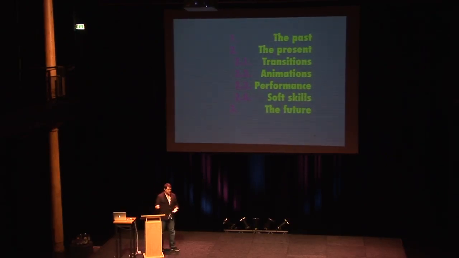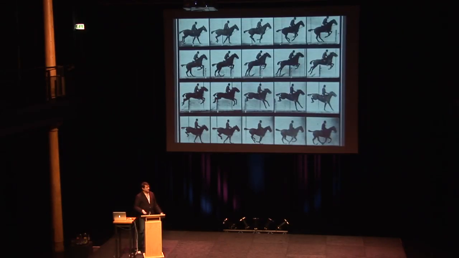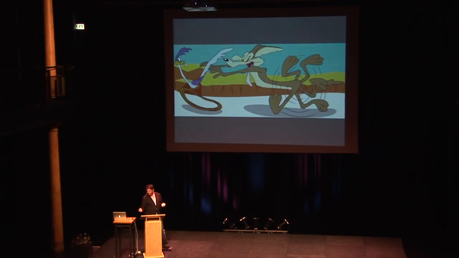So start off with obviously a trip down memory lane. We'll go back to the past. People have been doing animation for thousands of years. These cave paintings in France, apparently if you hold a torch up to them, they flicker and provide the illusion of movement. So since people can draw, they've been animating. And there have been some great moments in animation. This is Eadweard Muybridge's experiments with photography when he realized that you could crank these things and make them go into the appearance of motion. And then the high point probably of animation in the 20th century, Roadrunner. It's my absolute favorite.